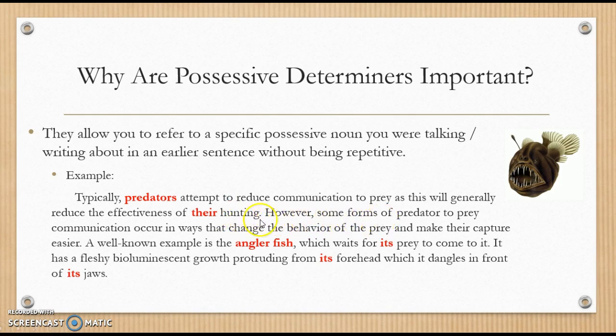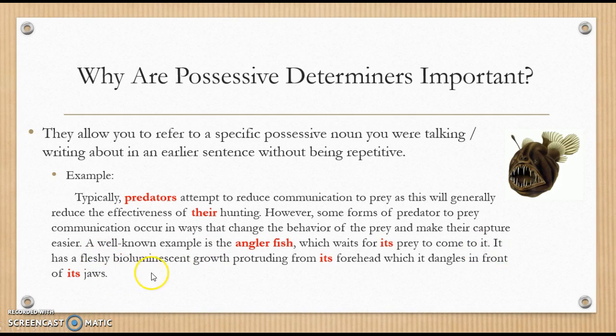However, some forms of predator to prey communication occur in ways that change the behavior of the prey and make their capture easier. A well-known example is the anglerfish. This is the anglerfish over here, which waits for its prey to come to it. So we have the noun anglerfish, and then we have this possessive determiner, which comes right before the word prey. So this prey basically belongs to the anglerfish. This its is referring to the anglerfish.